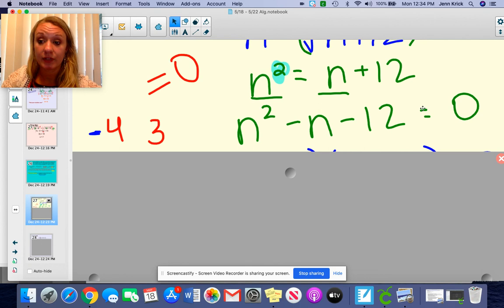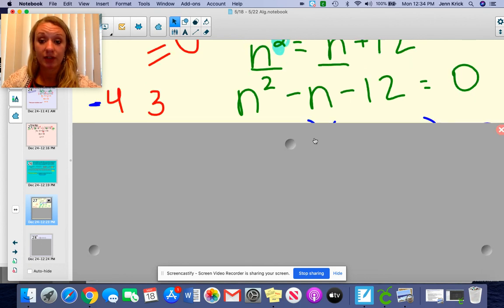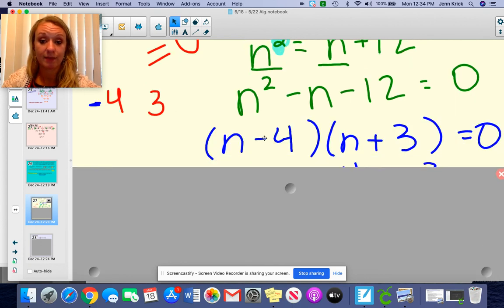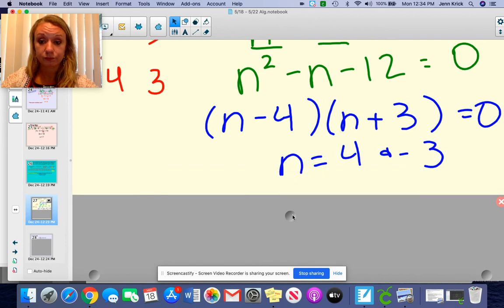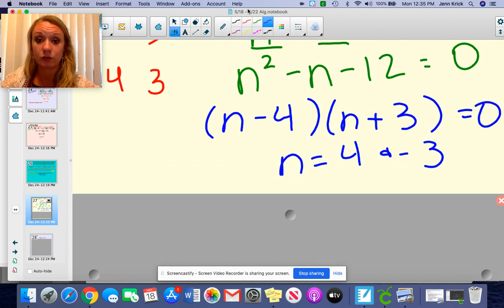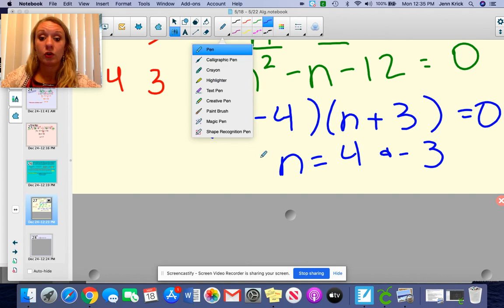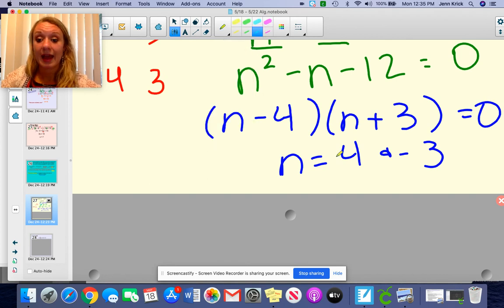So if we're solving this quadratic equation, we're going to solve by factoring. Here's what it looks like. (n - 4)(n + 3), because it's a negative 4. Remember that we set both quantities equal to 0 for us to solve. And when you do that, you'll get that n is equal to 4 and n is equal to negative 3. We have to test these out.